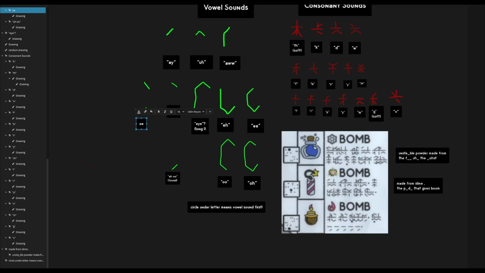Okay. Unstable powder made from the of the... I want to say frost, but that doesn't make sense. Oh, this is a new one. That is also a new one. Again, it looks almost like an F with a... Oh, G. Blank.